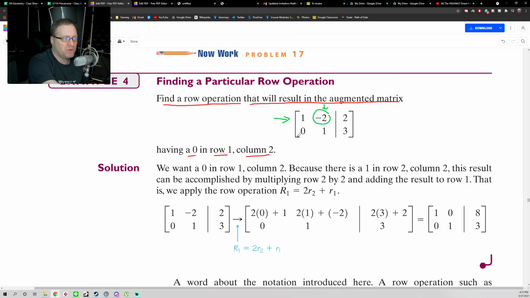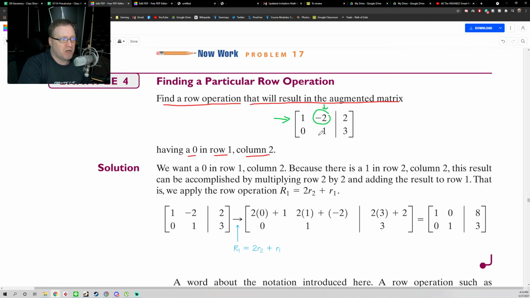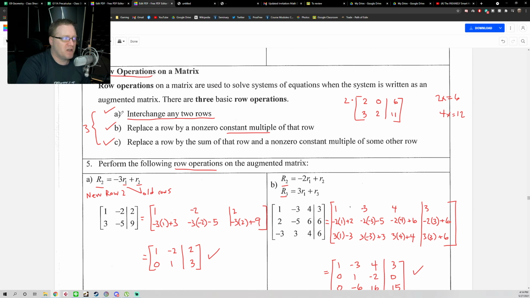Now, real quickly, remember, what are the row operations that we can use? These are the only 3 row operations we can use. There's 3 of them. We can change the rows. We can switch them. This one can go down here. This one could go up here. But will that make this a 0? No, that won't help. So this one isn't going to help us.